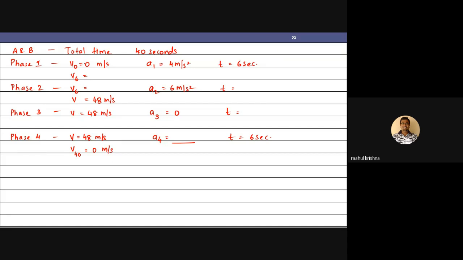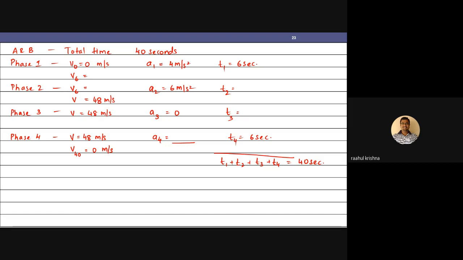So my motion is starting at 0 and it is ending at 0. In between I have some different velocities, different accelerations, and different time durations. So how do I plot it? Okay, so there I have to use some mathematics and some graphical work also. If I write the times as T1, T2, T3 and T4, then T1 plus T2 plus T3 plus T4, the sum of all four of them, is going to be 40 seconds.